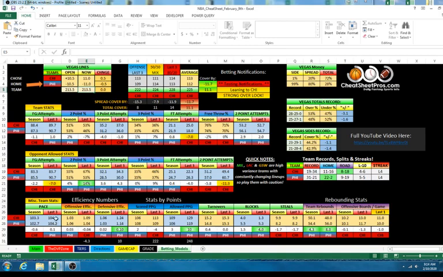One of the indicators I'll throw in there is this pace. If you get a team below 100, like 98, 99 Memphis, be careful because they can really slow down the game, and I'm going to make an indicator for that in the future.